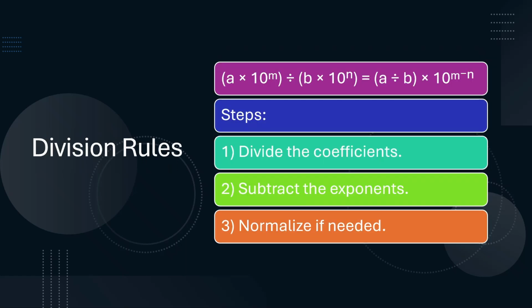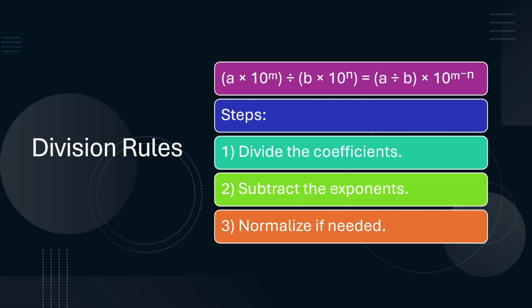Now next is the division of scientific notation. So we have rules to follow here. The rule is A times 10 to m divided by B times 10 to n. You are going to divide the two coefficients, A and B, so that will be A divided by B, and subtract the exponents. So that is why we have times 10 to m minus n.